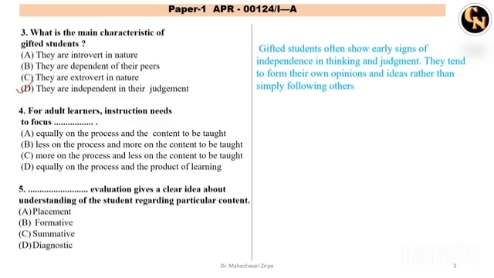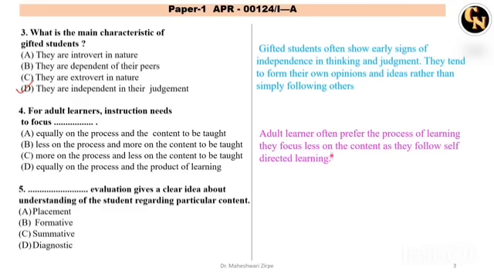Now next one is, for adults learning, instruction needs to focus on dash. So basically adults learning, they believe that they can do it on their own. So they always believe in the process instead of content. Okay, so your option C will be the correct one. That is more on the process, less on the content to be taught. So adult learners often prefer the process of learning. They focus less on the content as they follow self-directed learning. They try to learn on their own.